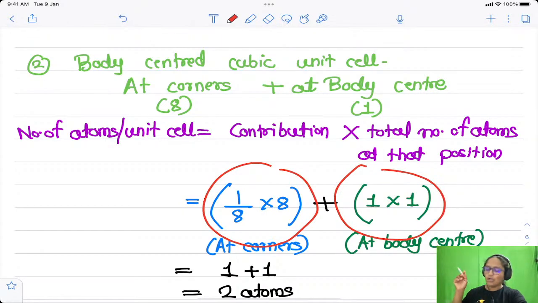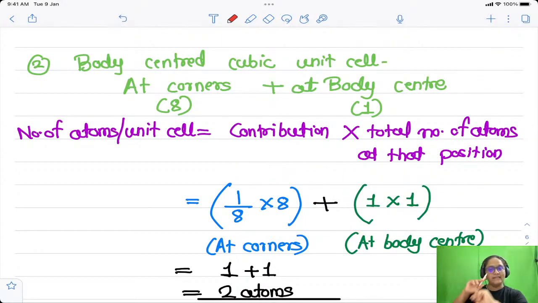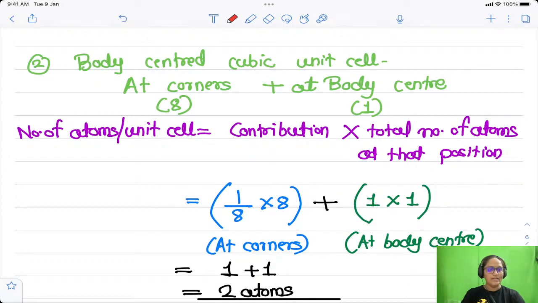For the corner, contribution is 1 by 8 and there are 8 corners in a room, so 1 by 8 multiplied by 8 for the corner. For the body center, there is just one body center in one room. Contribution is 1, number of atoms is also 1, so 1 into 1 for the body center. If I solve, it comes out to be 2 atoms per unit cell for BCC. Do you understand why it is 2 atoms per unit cell?